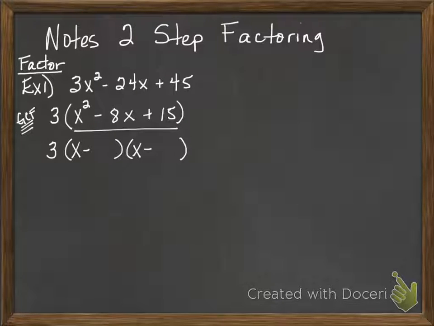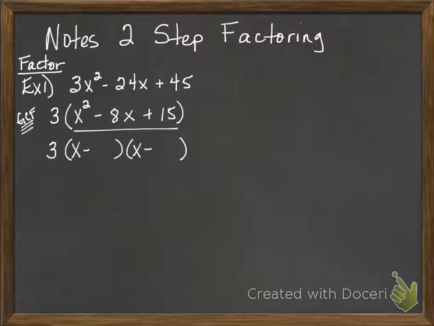If the last term is negative, then the signs are opposite. If the last term is negative, then the signs have to be different because the positive times the negative is going to give you a negative. And then you'll have to decide what's positive and what is negative.